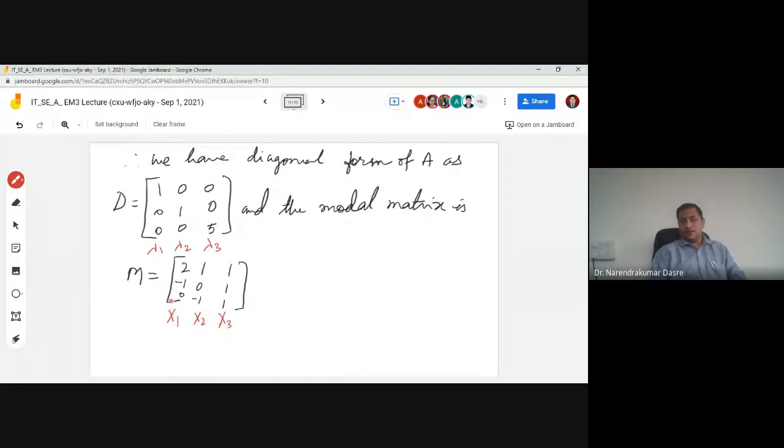So you must write the corresponding eigenvalues and eigenvectors. The order you follow in D, the same order you should follow in M. If the order is not followed, then this M will not be invertible, and if M is not invertible, then you cannot have this diagonal form. So that's why we have to be very careful.